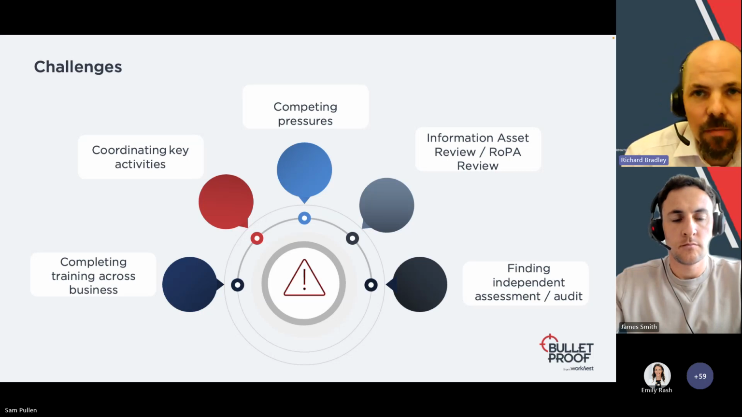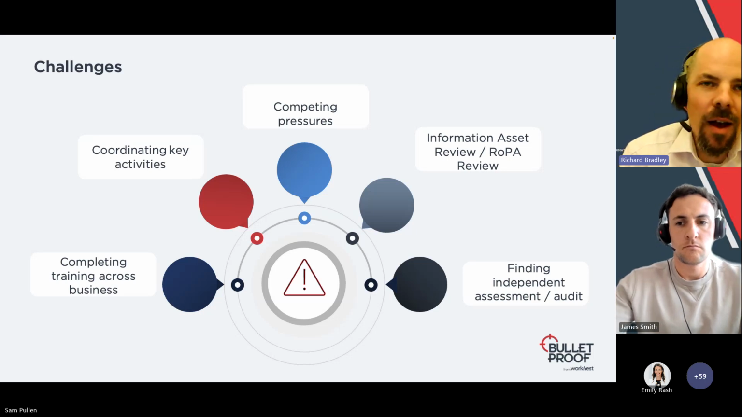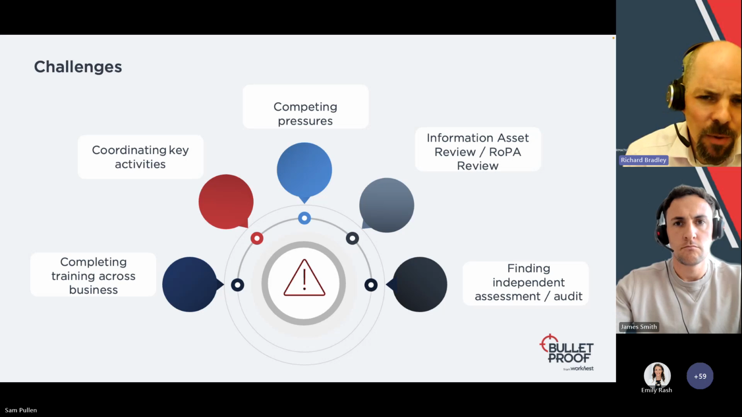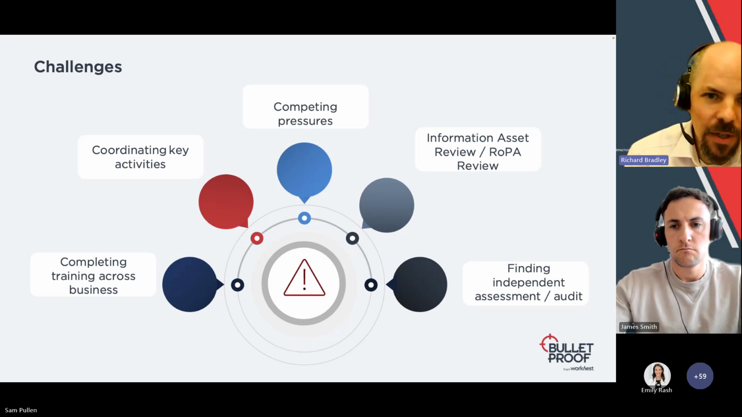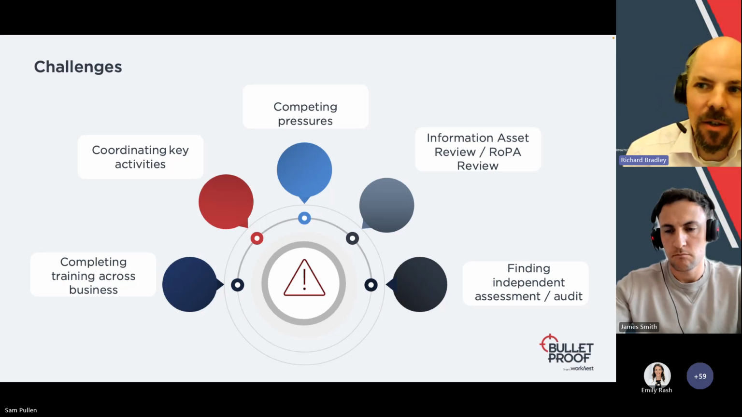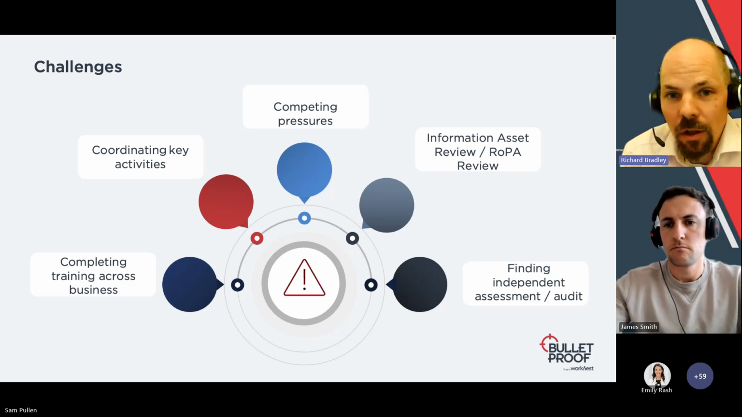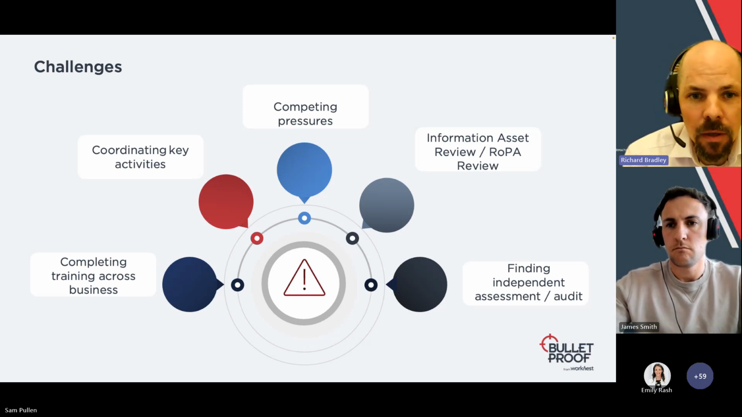Coordinating the key activities. So anytime you're trying to coordinate 6 to 12 people to get into meetings at the same time and to review documentation and so on, diaries clash and things get moved and it gets pushed back a month. Oh, it's only going to be another month, and before we realize it, we're in May and it's due in June. So it's just being careful of that, really.